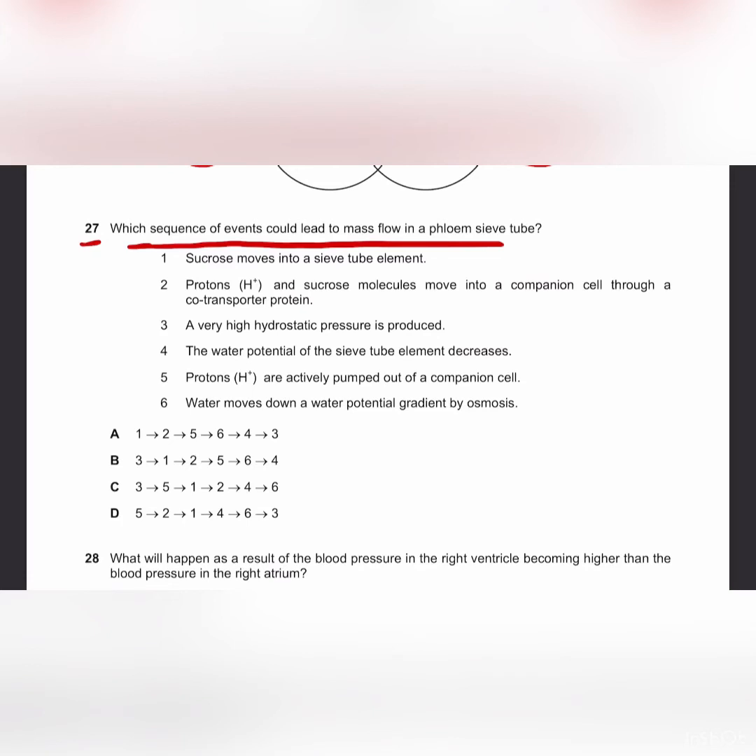Okay, so first of all, what happens is that the protons are actively pumped out of the companion cell into the cell wall. So the fifth one is the most starting point. Then what happens because of this? As the protons are pumped actively out of the companion cells, they go into the cell wall, and then these protons bring sucrose together with them. So protons and sucrose molecules move into the companion cell through a co-transport protein. So after 5 we have 2.